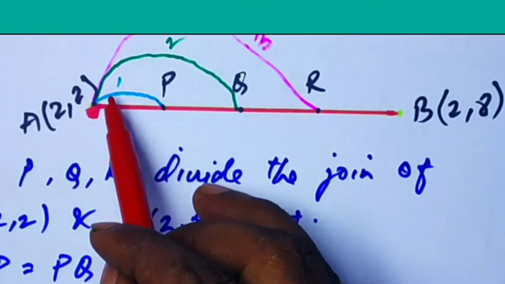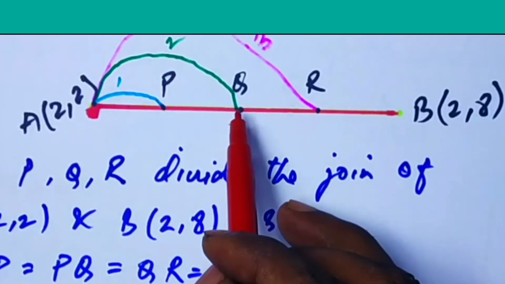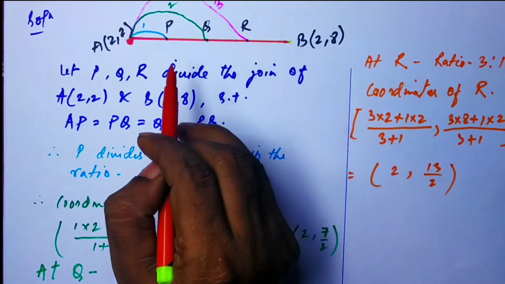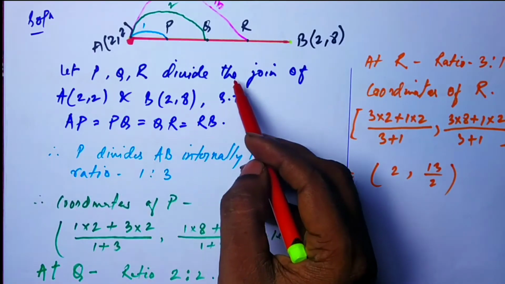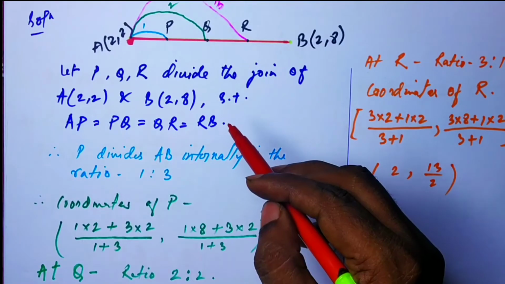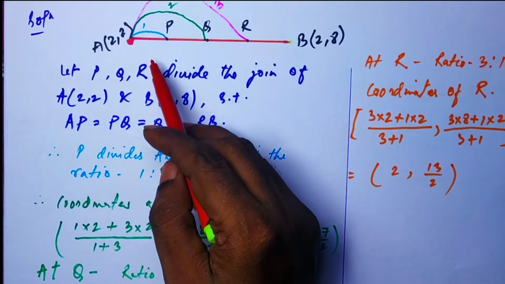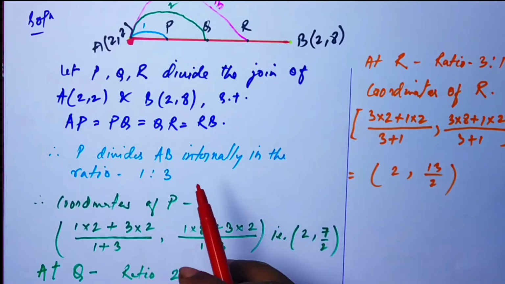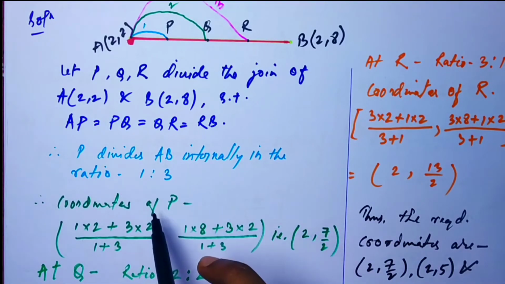So AP will be 1, PB will be 3, AQ will be 2, QB will be 2, AR will be 3, RB will be 1. So we write it like this. Let P, Q, R divide the join of A(2, 2) and B(2, 8) such that AP equals PQ equals QR equals RB. Therefore, P divides AB internally in the ratio 1 is to 3.